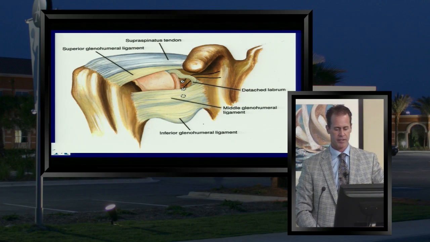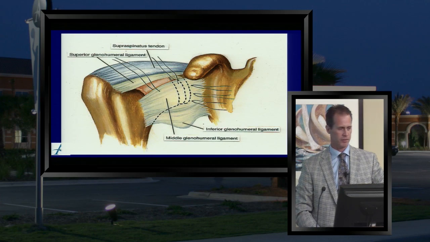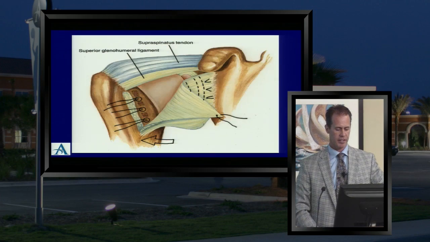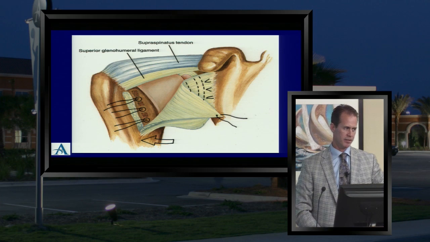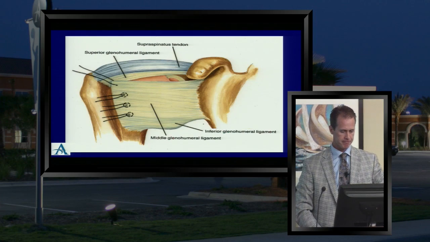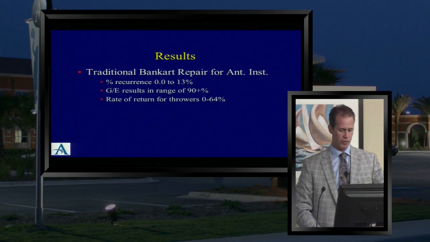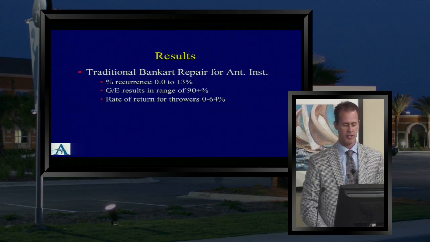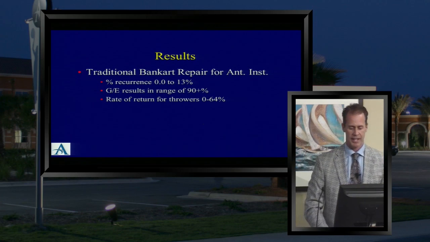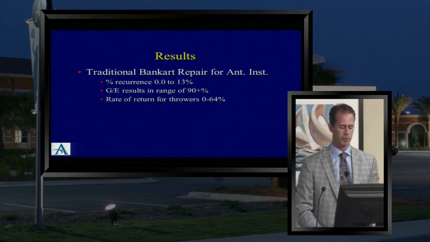But once you identify the labrum, the idea is to do the same thing we do through the scope and repair it anatomically. You then can imbricate or tighten the looseness of the inferior glenohumeral ligament by doing some sort of a laterally based repair. Results were good. 0% to 13% recurrence in many studies, good to excellent in most, but throwers did not do well. The return to throwing was limited by loss of motion in these players.